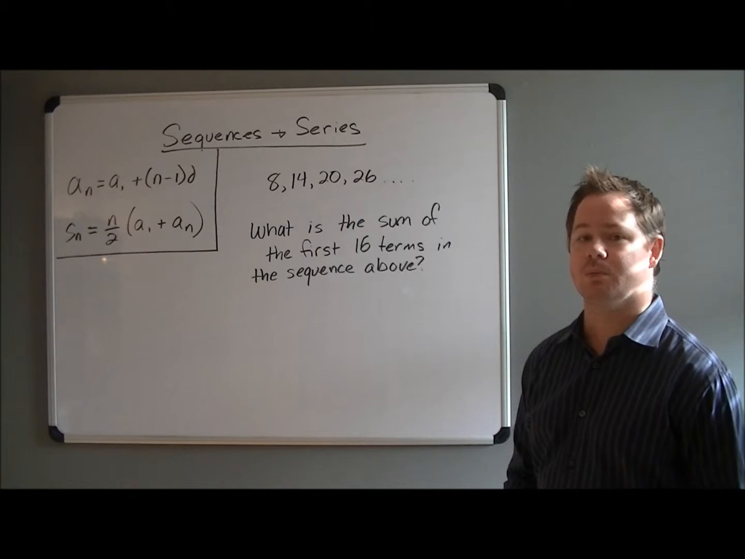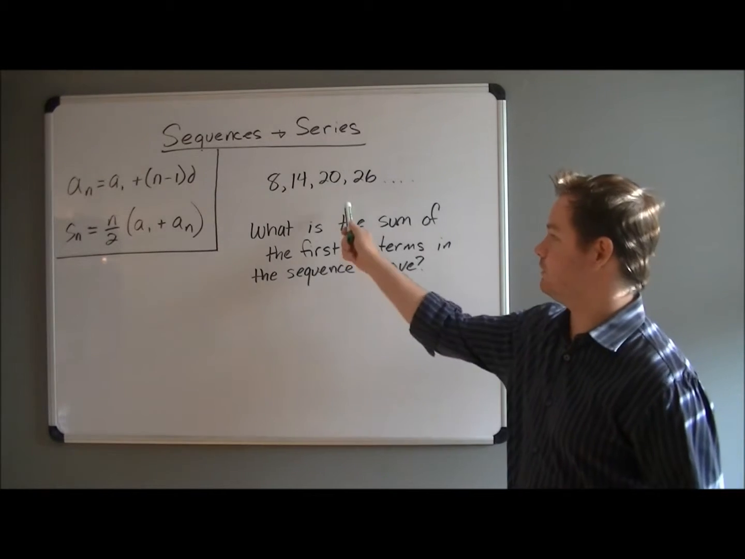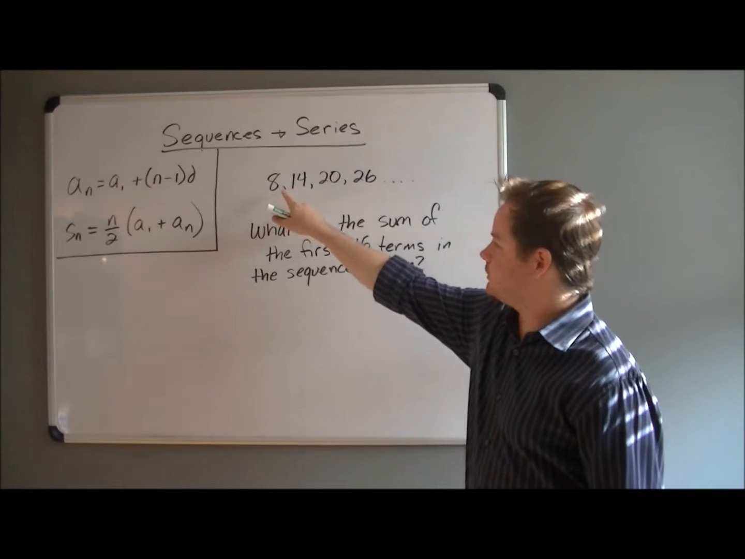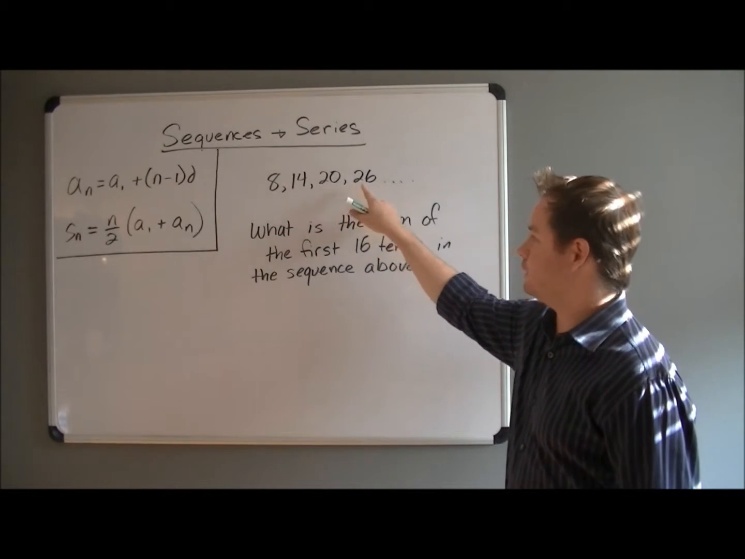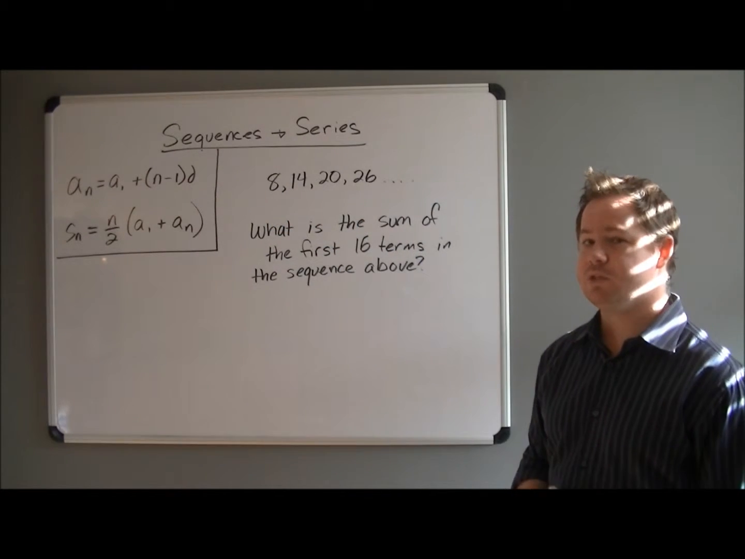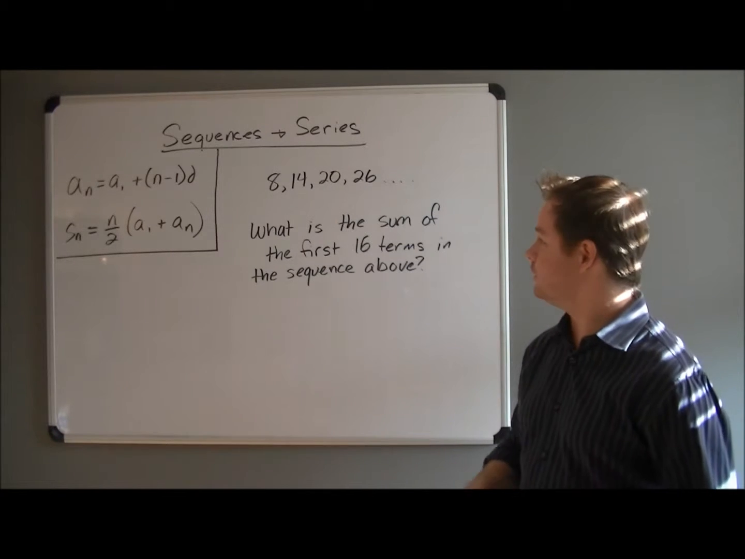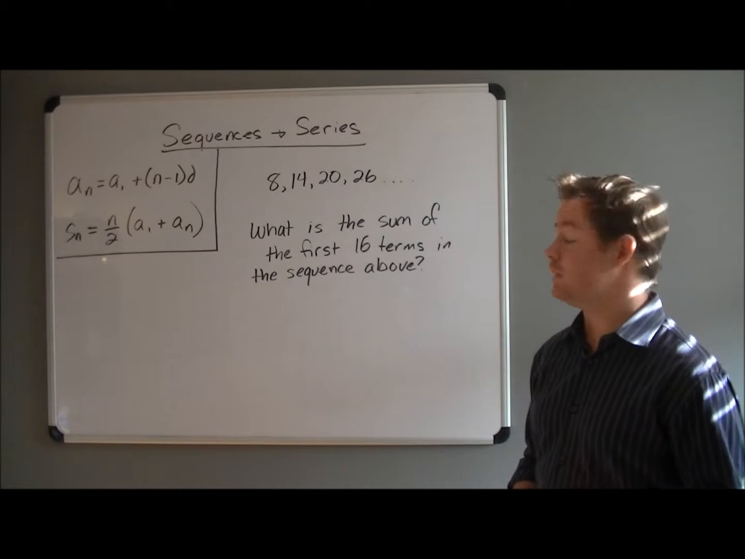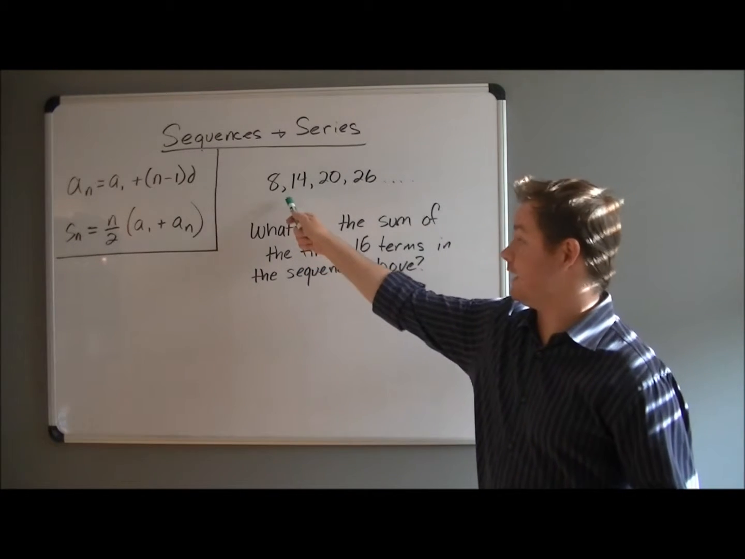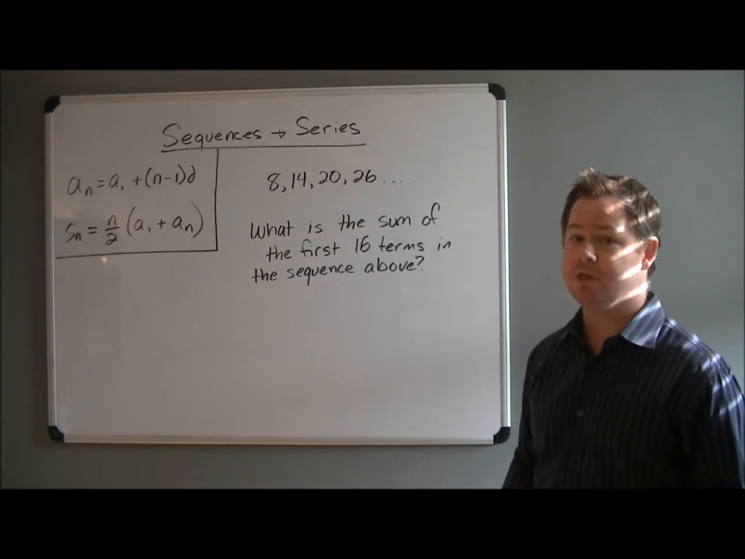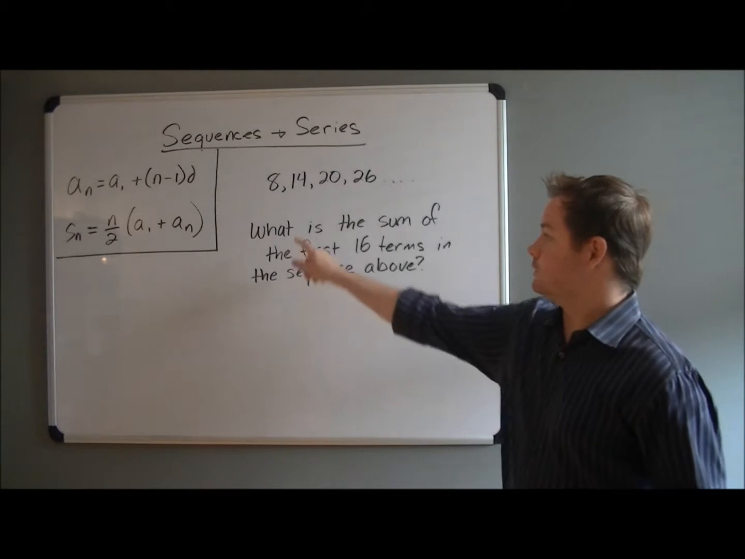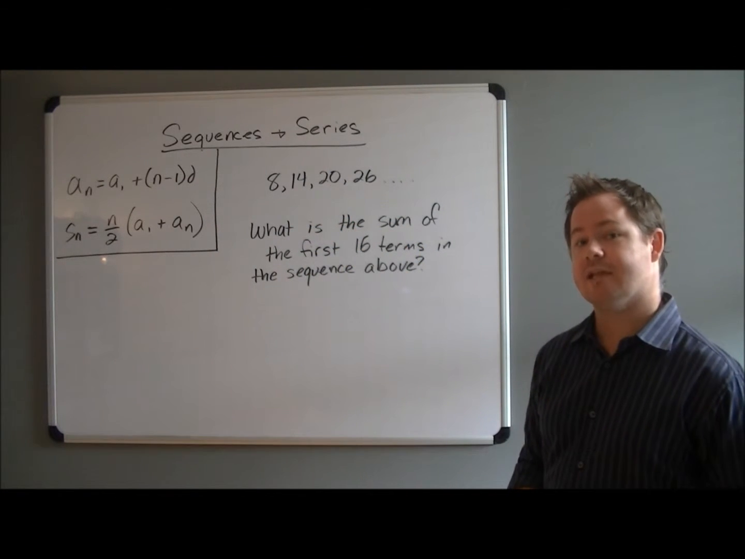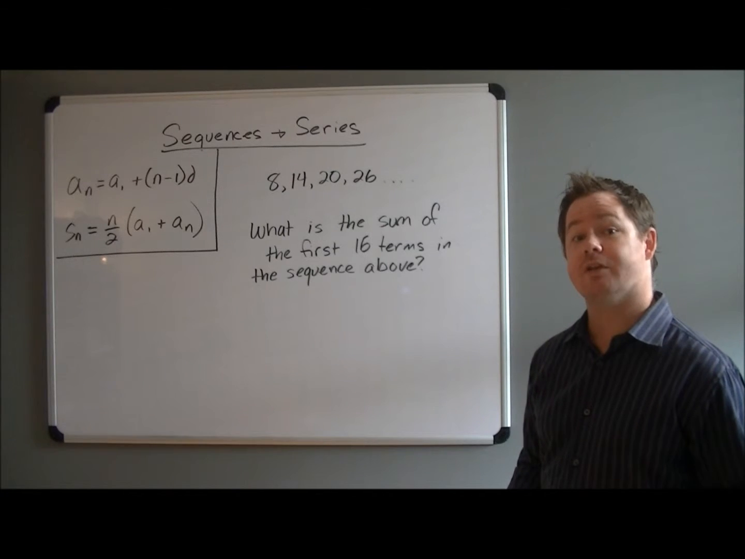Well, first and foremost, we have to figure out what type of sequence we're dealing with. So if we take a look, as we go from 8 to 14 to 20 to 26, do we see something in common with the difference between each of those terms? If you said that we do, and that we're adding by 6 each time, then you're in great shape. Since we're adding by the same amount between every term in our sequence, that lets us know we're dealing with what's called an arithmetic sequence.